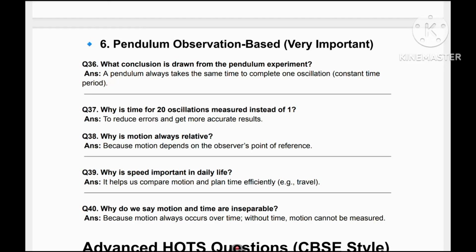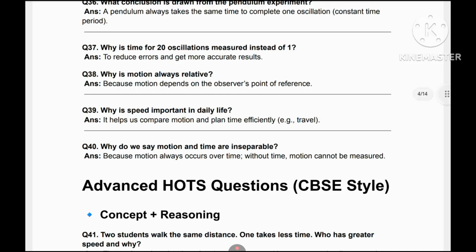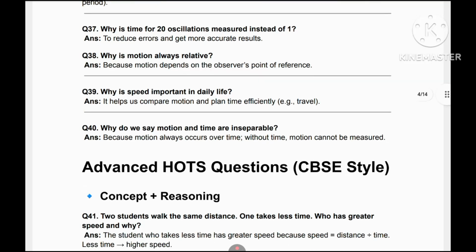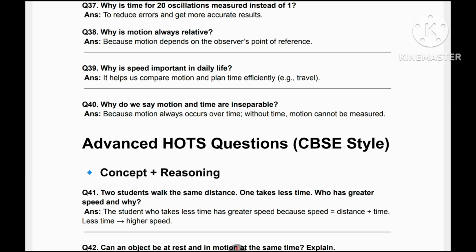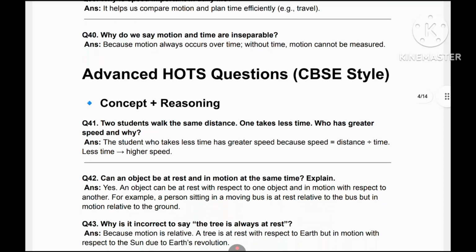Why is time for 20 oscillations measured instead of one? To reduce errors and get more accurate results. Why is motion always relative? Because motion depends on the observer's point of reference. Why is speed important in daily life? It helps us compare motion and plan time efficiently. Why do we say motion and time are inseparable? Because motion always occurs over time. Without time, motion cannot be measured.